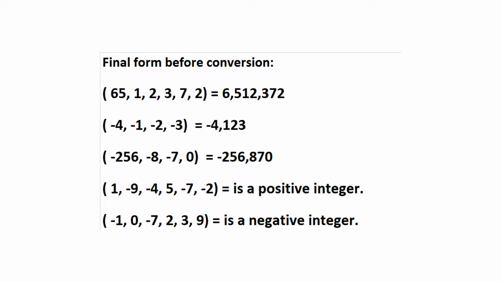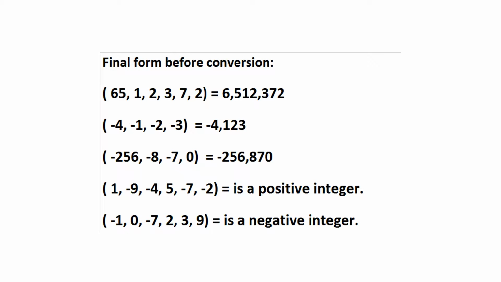Now, the final form before conversion to an integer. We notice the tuple 65, 1, 2, 3, 4, 7, 2. 65 is in the leftmost position, so this one's okay. So we just simply remove the commas and make an integer, 6512372, which is 6,512,372.